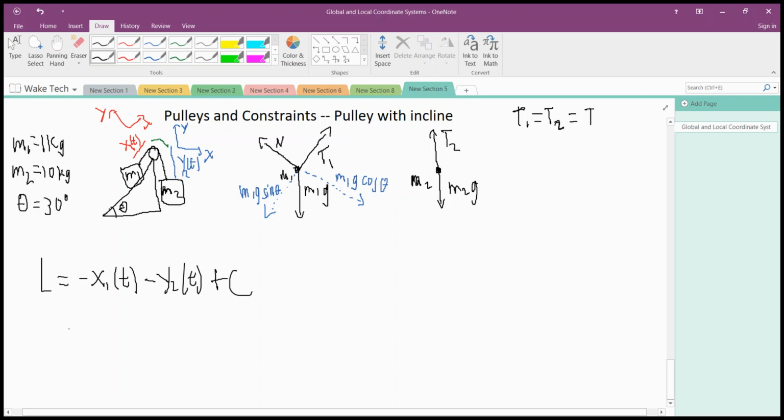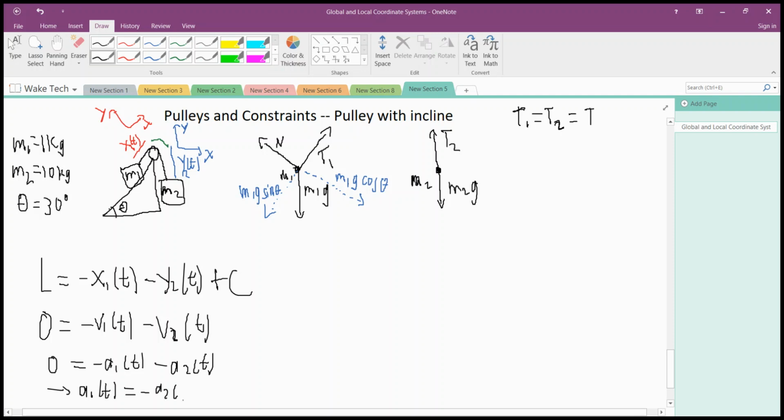I can then take a time derivative of both sides of my equation, and I'll get 0 is equal to minus v1 of t minus v2 of t. And then the derivative of c is constant, so it goes to 0. Then I take the time derivative of both sides again. And now I have a relationship between my a1 and a2. Adding a1 to the left, doesn't matter which one, I get a1 is equal to minus a2.